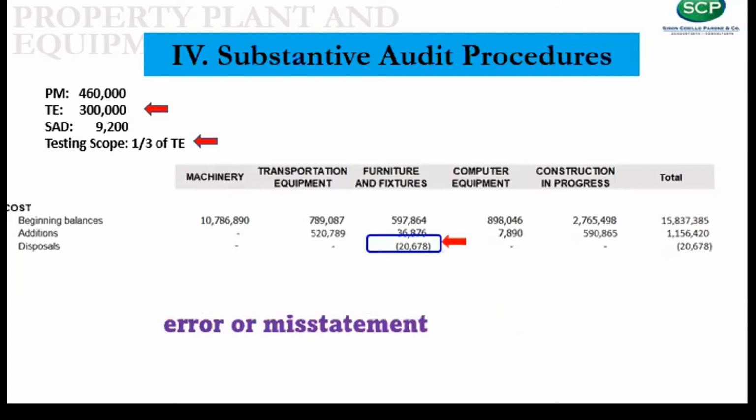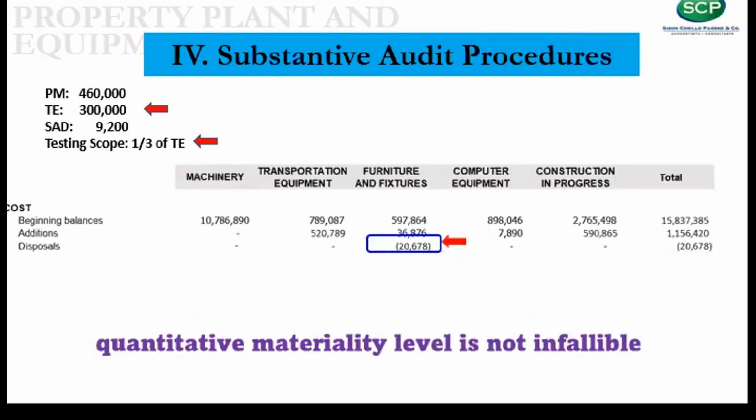In other words, auditors should not consider the performance materiality level as an infallible threshold in performing audit procedures. Noted unusual items, although below the materiality level, may still need to be examined because such items may uncover significant errors, misstatements, or even fraud in the account balances.